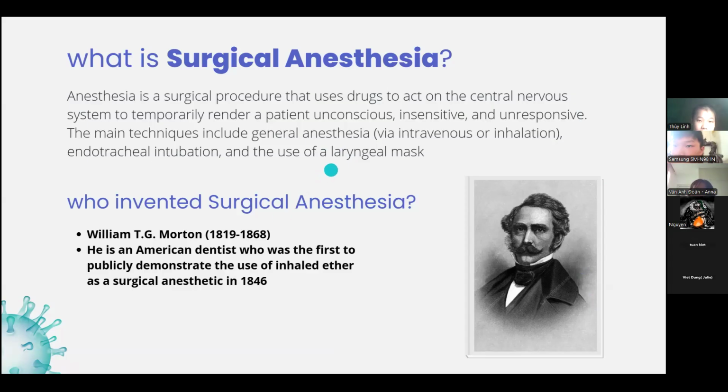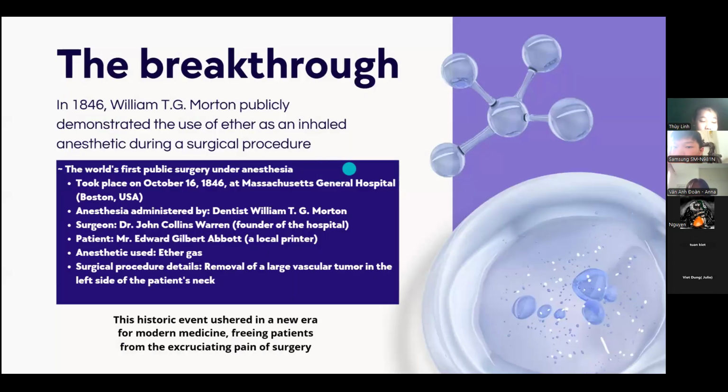The breakthroughs. In 1846, William T. Morton publicly demonstrated the use of ether as an inhaled anesthetic during a surgical procedure. This is the world's first public surgery under anesthesia. It took place on October 16, 1846 at Massachusetts General Hospital in Boston, USA.